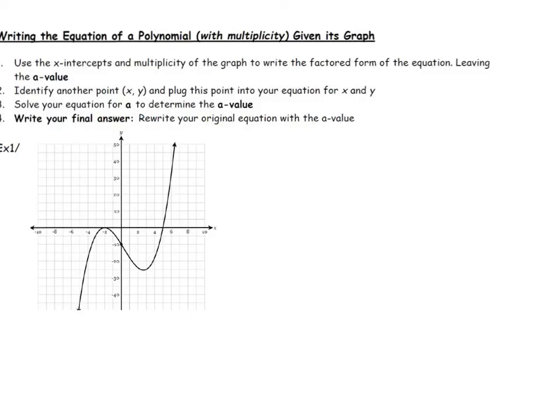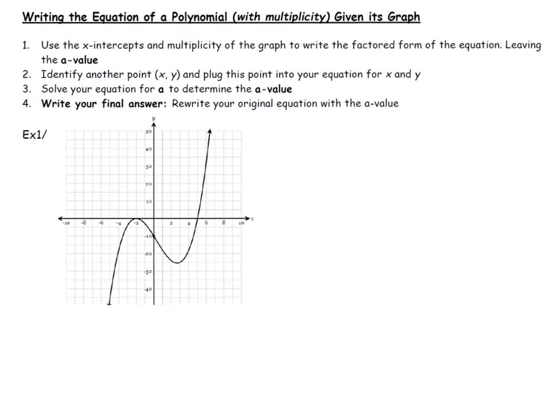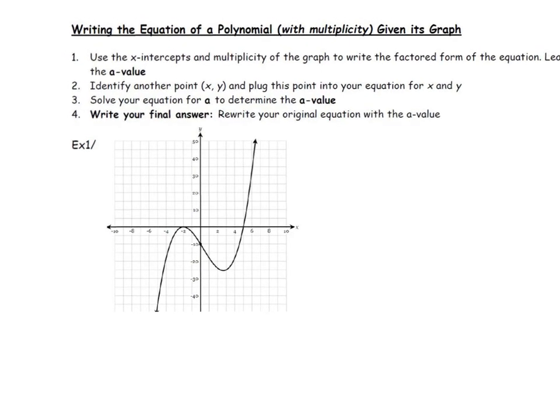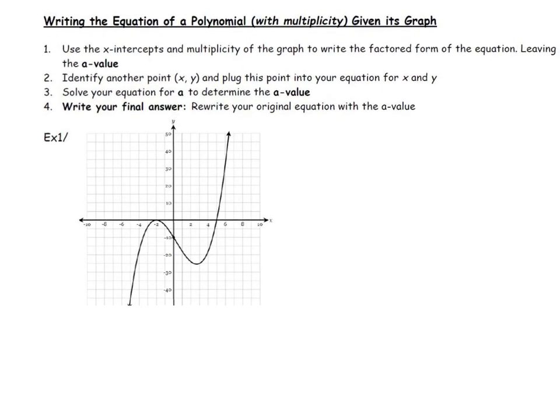Next, we're going to put all this information together, and this is what we've been working towards. So last class, we talked about how to write an equation of a polynomial. We're going to do the same thing. So these directions here, 1 through 4, match what we did last class. The only difference is that now our graphs are going to have multiplicity, which means they're going to have exponents. So to do this, we're going to do the same thing we did last time, which is that we are going to use the x-intercepts and the multiplicity this time, that's the only difference, to write the factored form of the equation, and we're going to leave the a value alone.